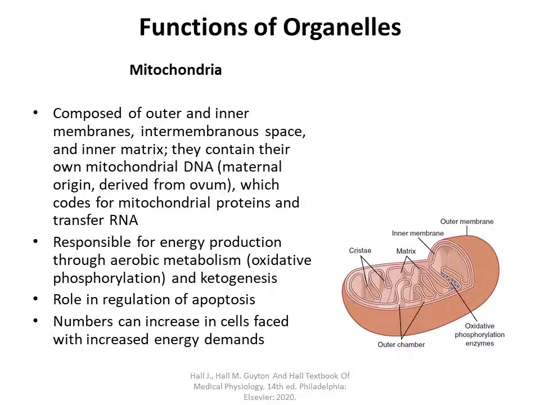As for physiology, you are going to see their functions in more detail as compared to their structure. Briefly, their structure consists of outer and inner membranes, intermembranous space, and inner matrix. They contain their own mitochondrial DNA. This is important functionally. This DNA is of maternal origin. Why? It is derived from the ovum. It codes for mitochondrial proteins and transfer RNA.